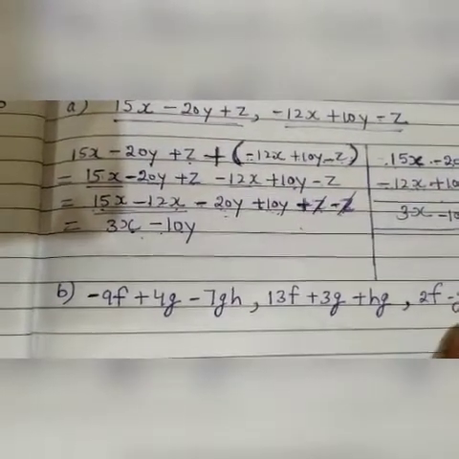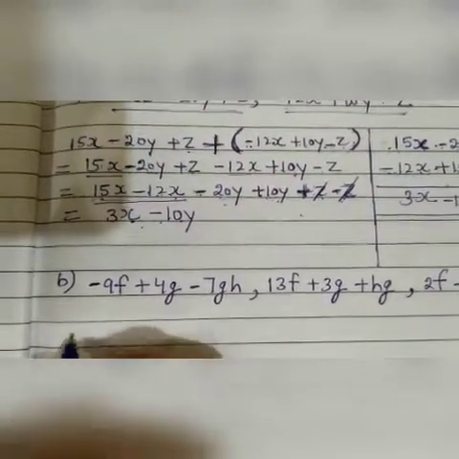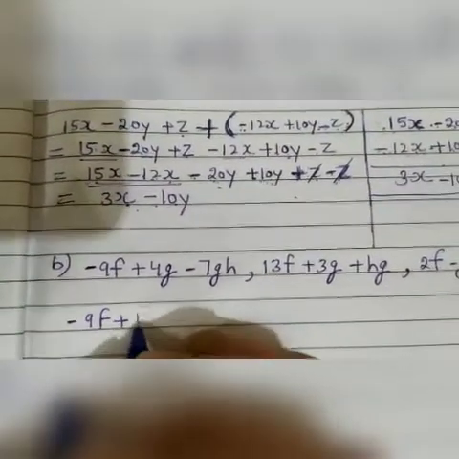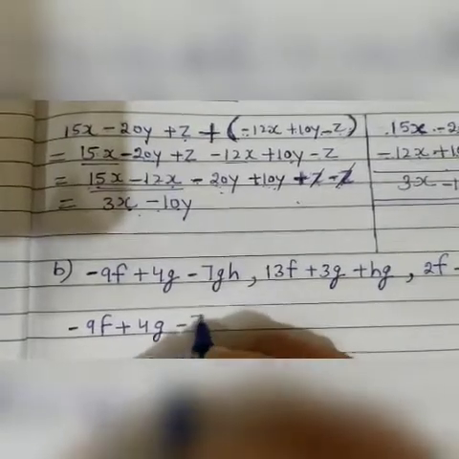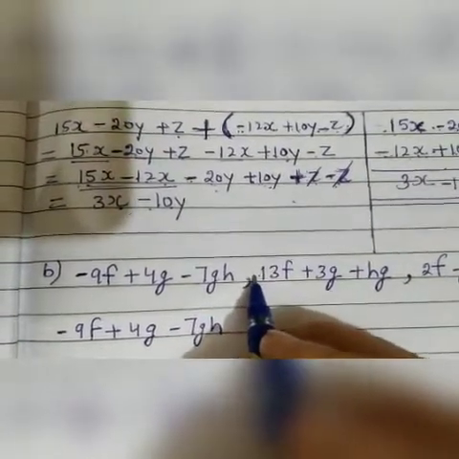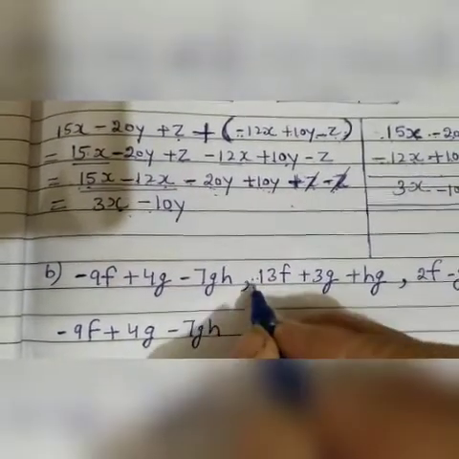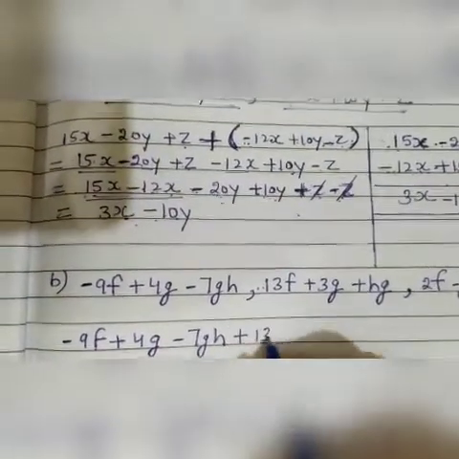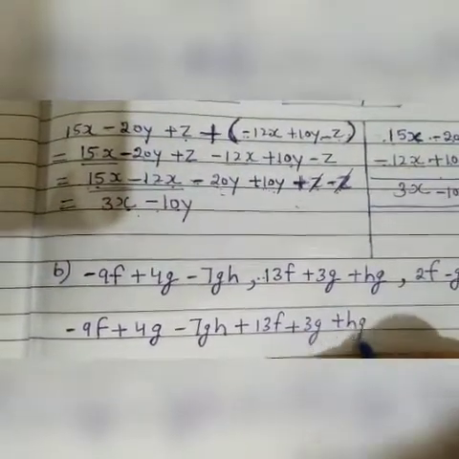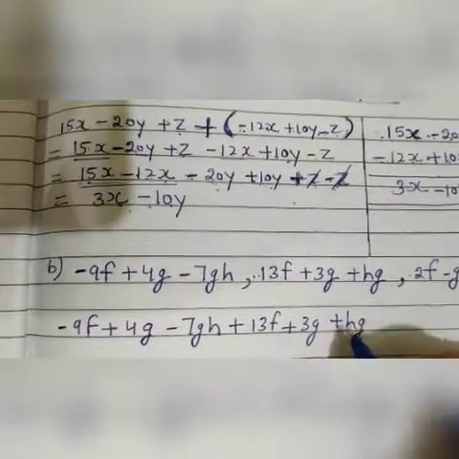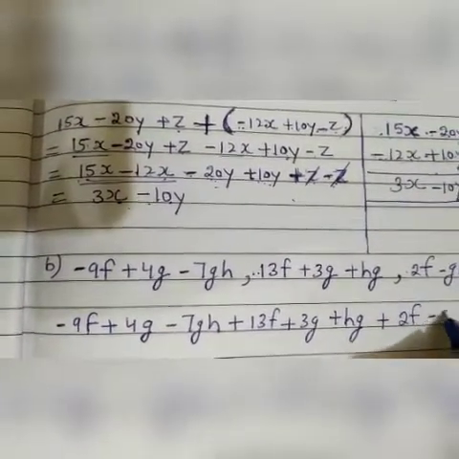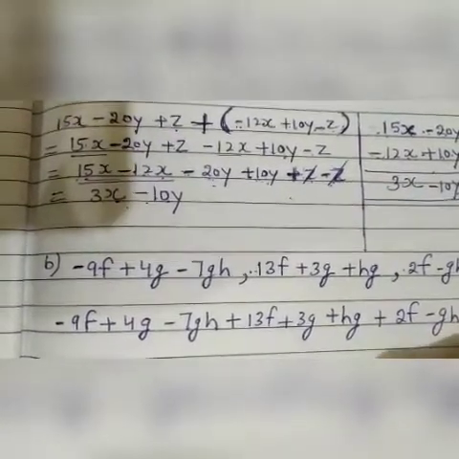First we will do it with the row method. So in the row method we will write the first expression: minus 9f plus 4g minus 7gh. Now students, here there is no negative sign, so no need to use the bracket. We will write it simply: plus 13f plus 3g plus hg. Again there is no minus sign. Again we will write it simply: plus 2f minus gh plus 5g.